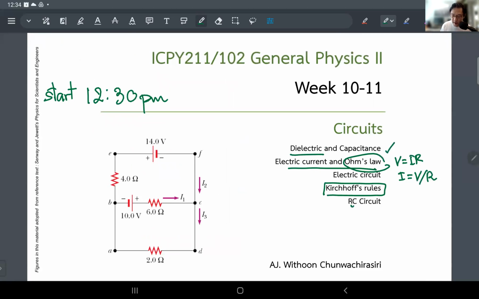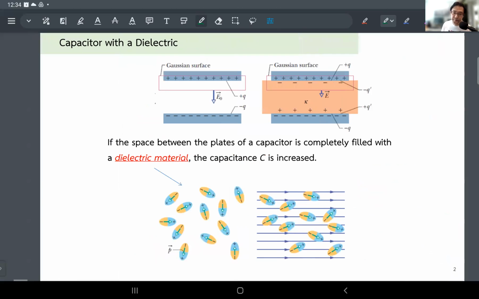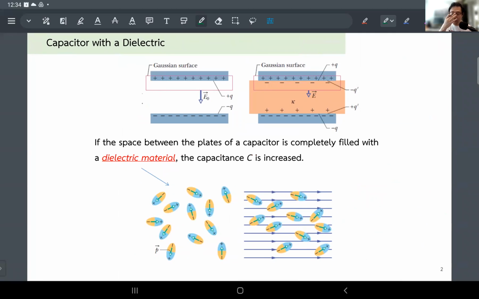So we probably don't want to go through the RC circuit in terms of the analysis. But I hope I will give you an example, and then you will be able to answer it. You don't even have to use Kirchhoff's rule to answer the question. Okay, sounds good? All right, so let's start with the simple thing first.